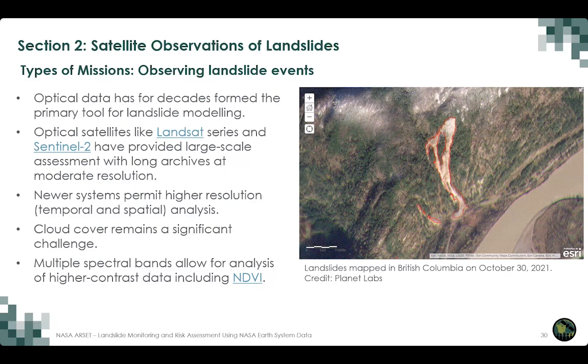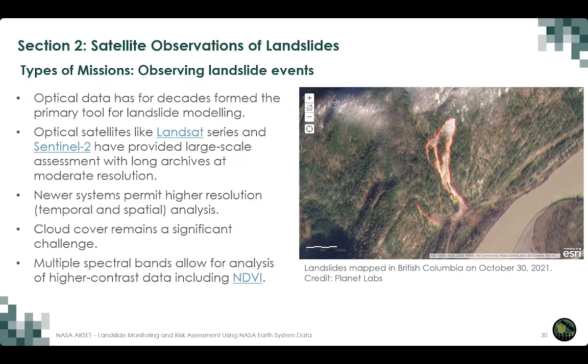It's important to note that cloud cover is a critical challenge. Obviously, seeing through cloud with optical imagery is not possible. We'll talk a bit more about how we can get around that, but this is a critical consideration with landslides because, as mentioned, rainfall is a primary trigger for many landslides around the world.